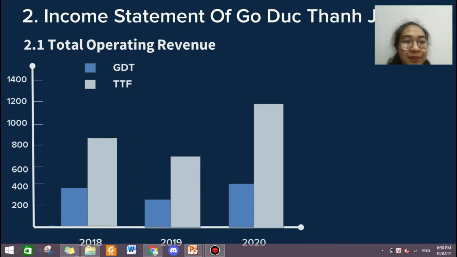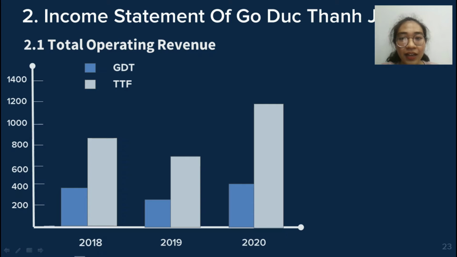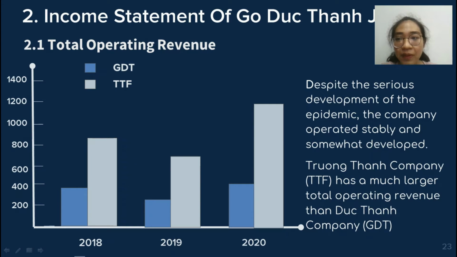Hello everyone, I'm Mai, and I will present to you the income statement of Gỗ Đức Thành Joint Stock Company. Now we first come to the total operating revenue. The total revenue of the company is 400.4 billion in 2020 after a decrease of 48 billion. Importantly, despite the serious development of the epidemic, the company operates stably and somewhat developed.